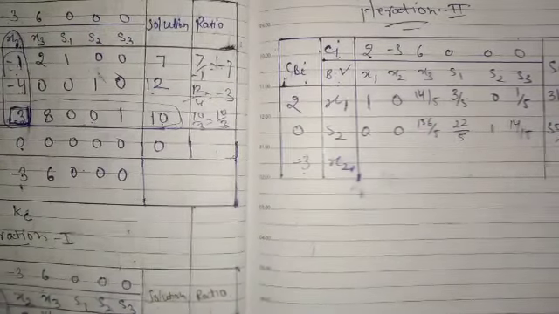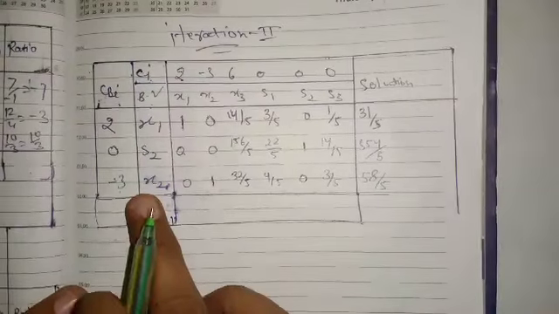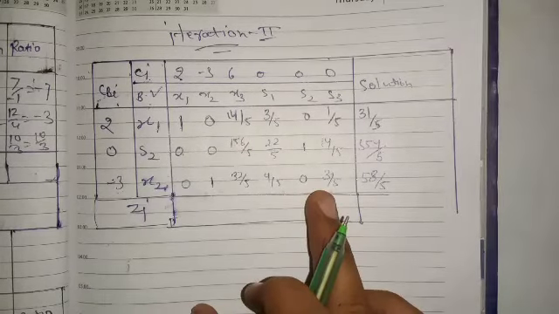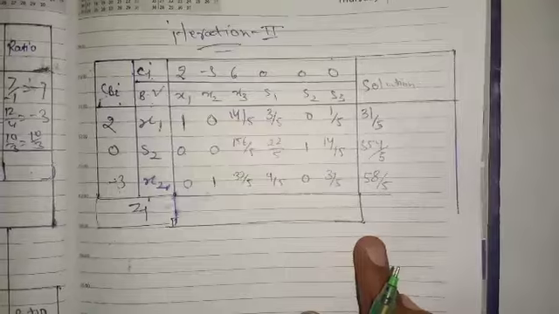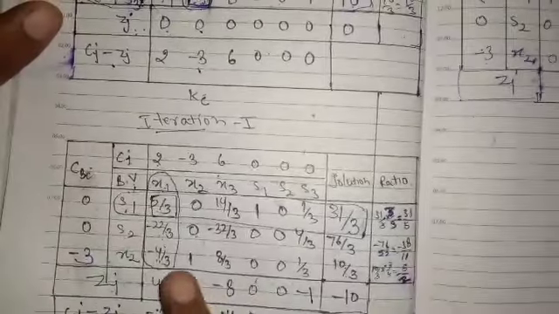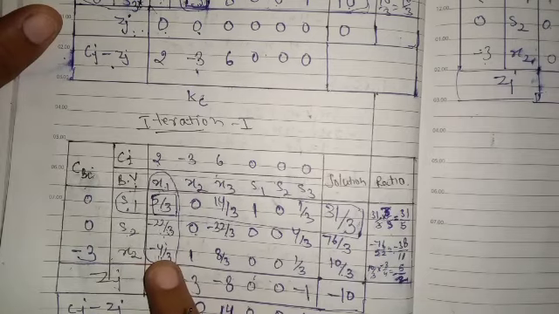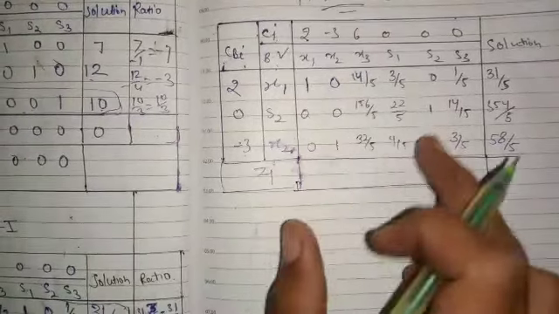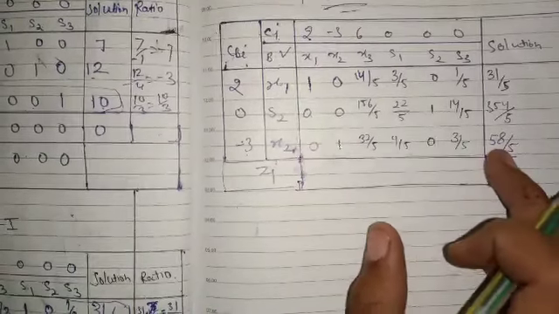The solution is, so the values for the third row are 0, 1, 32 by 5, 4 by 5, 0, 3 upon 5, 58 by 5. The formula, I repeat, is old value minus corresponding key column value into new value. So we find the values; the formula is applied for all these values.